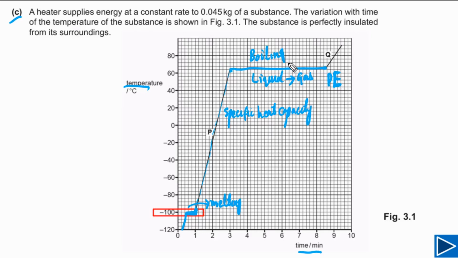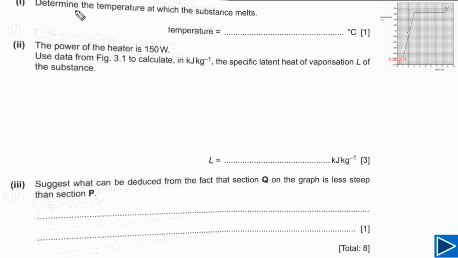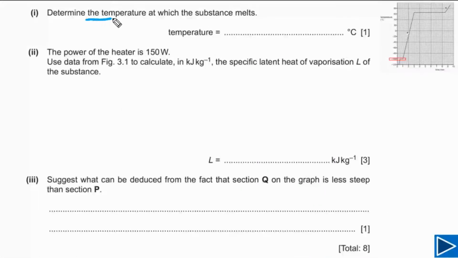So that's the reason we have mentioned specific latent heat of vaporization is much greater than specific latent heat of fusion. We will need this graph to answer next questions. So let's move on to the next one. For part C, one question is simply asking us to determine the temperature at which the substance melts.